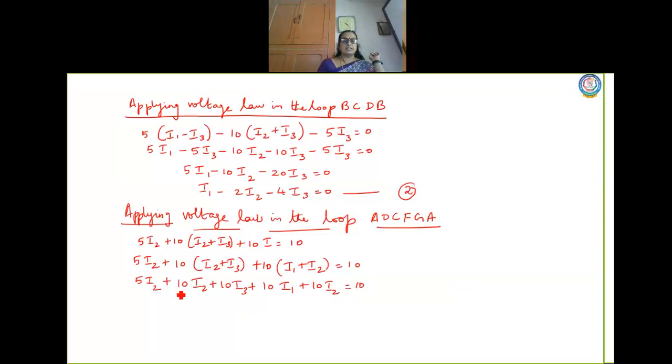So let us segregate all the terms. I1 I have only one term, so let me write that first. Then I3 also I have only one term, so that also I will write. Now I2 I have 5I2, 10I2, 10I2. So 10 plus 10, 20, 25I2. 25I2 equal to 10, which is my third equation. Is it clear? Now I have got 3 equations, children.